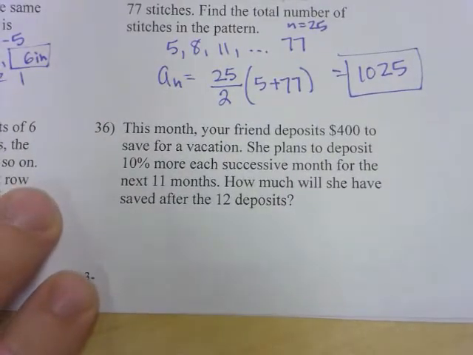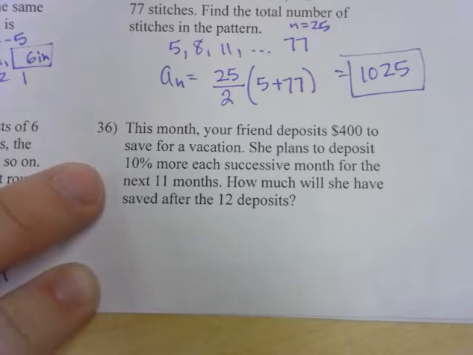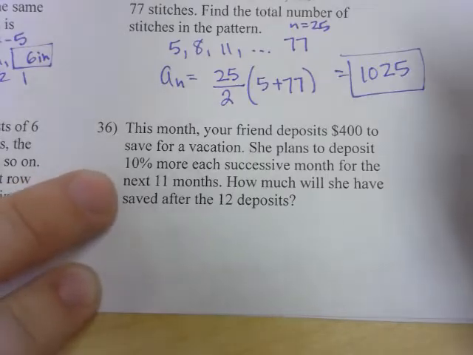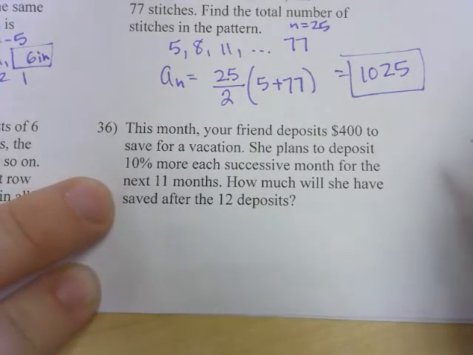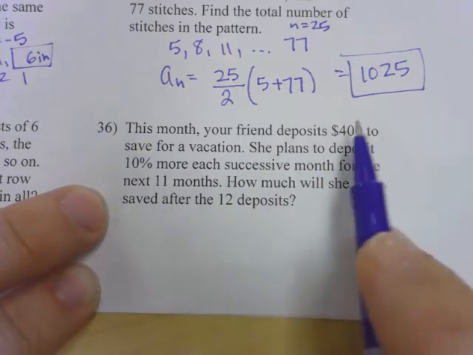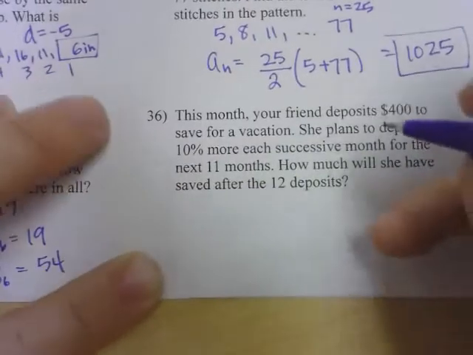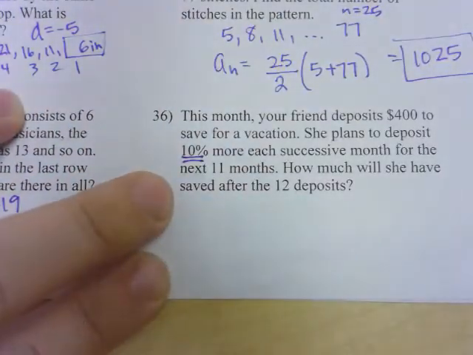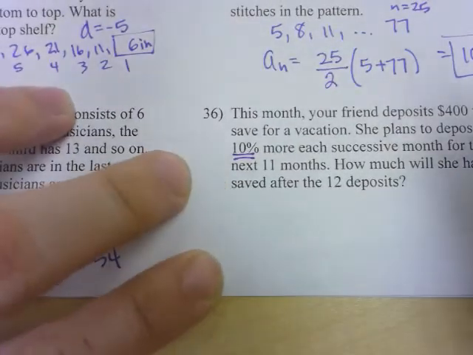Last one, 36. This month, your friend deposits $400 to save for a vacation. She plans to deposit 10% more each successive month for the next 11 months. How much will she have saved after the 12 deposits? So there's 12 deposits because you have 11 months and then your initial. This is geometric because of the 10% increase.